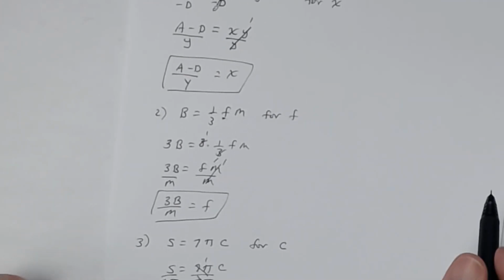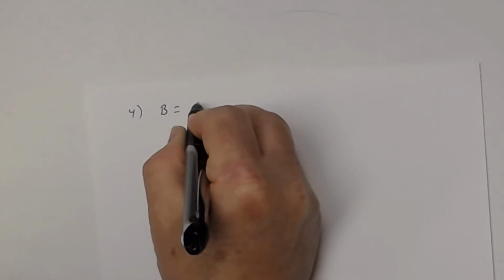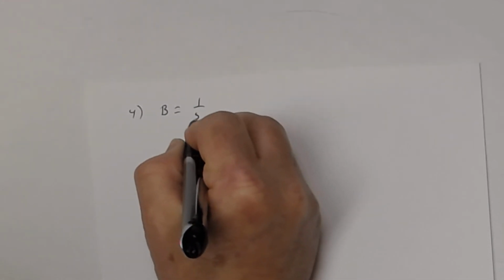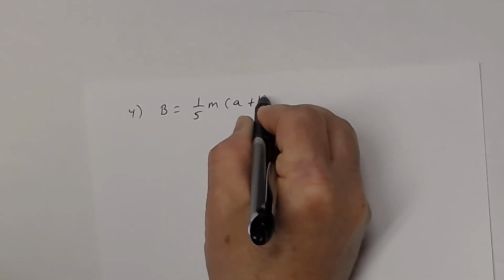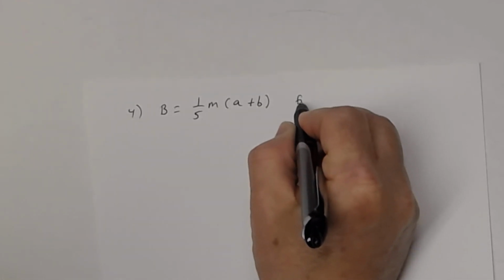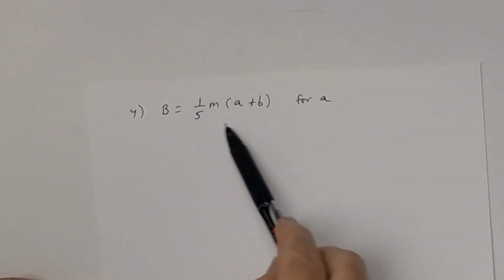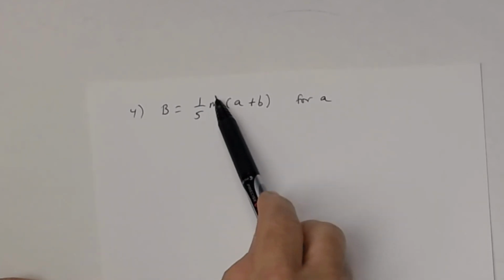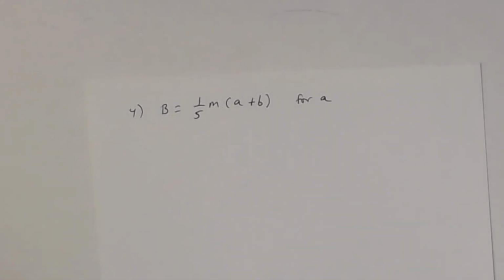Okay, number 4. Let's go ahead and do number 4 on another sheet of paper. So here's number 4. We have B equals 1/5 m times, in parentheses, a plus b. And in this case, I want to solve for a. All right, now this is a little bit more complicated. Even though you kind of see one term here, because you have a product, 1/5 times m times this factor, at first you can think of this as one term.